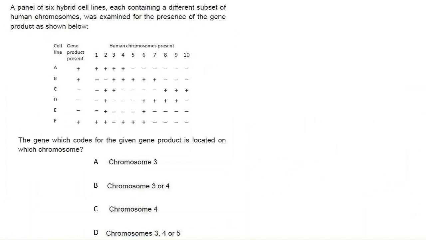So let's come to one very simple question like this. Don't leave a question like this. In part C, you will get easily 4 marks. A panel of 6 hybrid cell lines, each containing a different subset of human chromosomes, was examined for the presence of the gene product as shown below. The cell lines are A, B, C, D, E, F, and the gene product is present in A, B, and F.